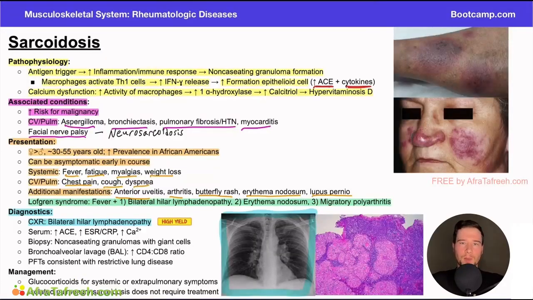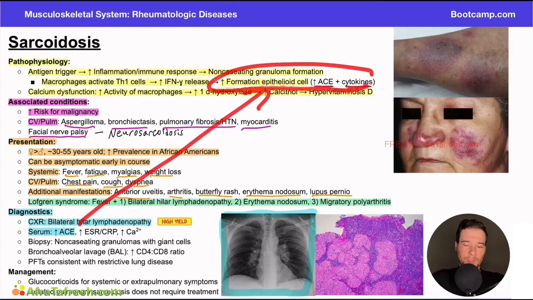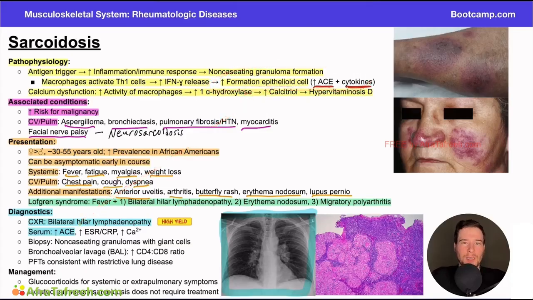When we think about our serum labs here, we're going to have elevated levels of ACE or angiotensin converting enzyme. And this goes back to what we talked about previously. Why do we have higher levels? Because we have formation of these epithelioid cells, which increase the levels. We know that angiotensin converting enzyme is an enzyme we typically make in the body when it's needed, but here we have a situation where we might have an overabundance or we might have too much of it present in the body. Additionally, we can also see things like elevated ESR and CRP as this is an inflammatory condition, and elevated levels of calcium. Again, thinking back to pathophysiology here, we talked about why this might be.